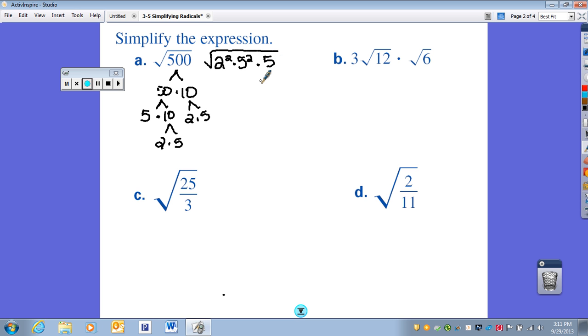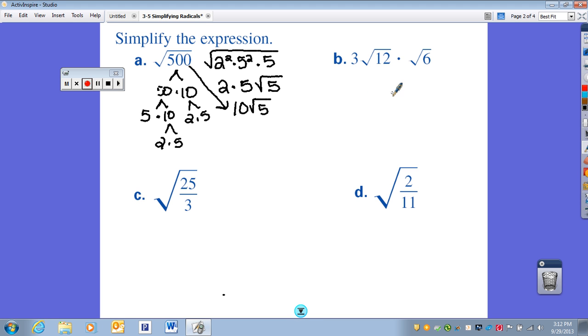Now what this does for us is then we can take the square root of each of these terms separately, and the square root of 2 squared is 2, because remember that a square root and a square are opposite operations, so they cancel each other. Or if you took 2 squared and got 4, you would know the square root of 4 is 2. The square root of 5 squared is 5, and then we will leave the square root of 5 because it can't be simplified any further. And then we multiply our two factors out front. 2 times 5 is 10. So our simplified version of the square root of 500 is 10 times the square root of 5.